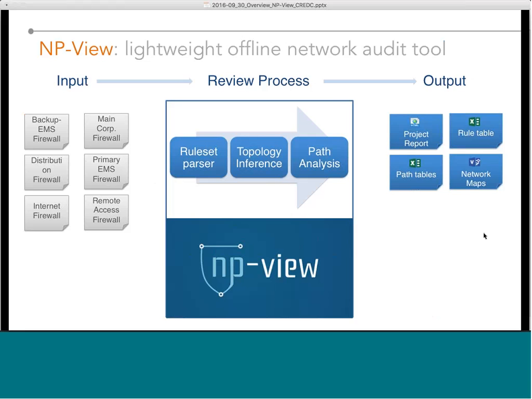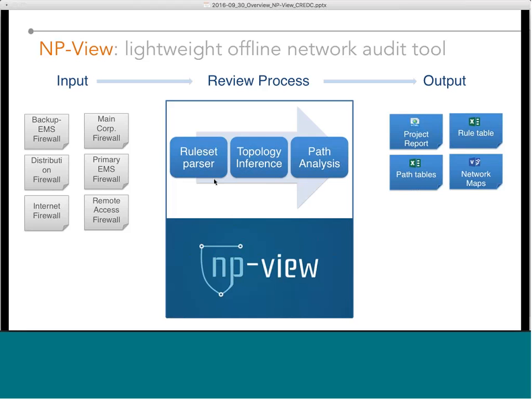So NPView, the former NetAPT, is a desktop application. It runs on all major OSs: Windows, Mac, and Linux. It's designed to be pretty lightweight, so it's just a simple desktop app. It works offline, which means it doesn't connect to anything in the network. To run it, you simply select config files from network devices, so either from firewalls, routers, or switches. I have an example of 6 files on the left here. You put them into the tool, and the tool will go through a process that has 3 major steps.